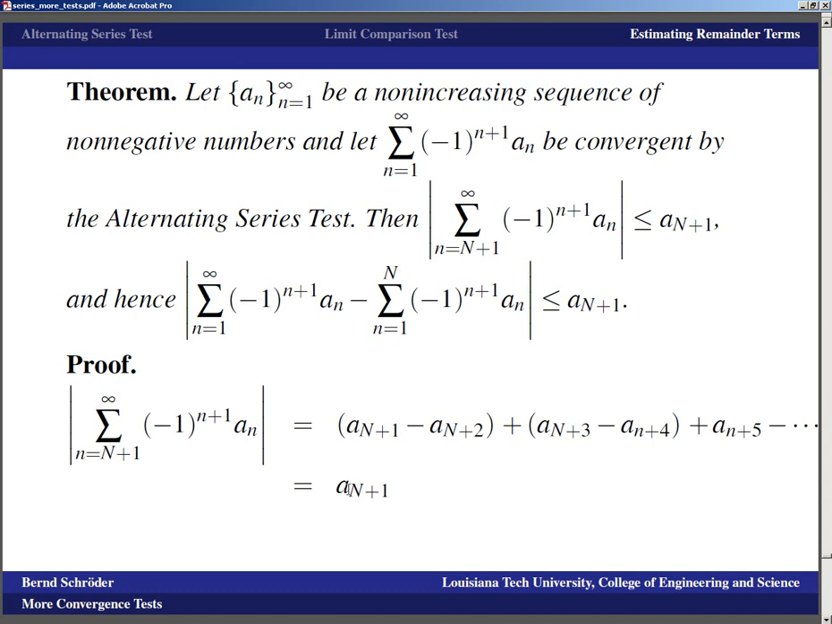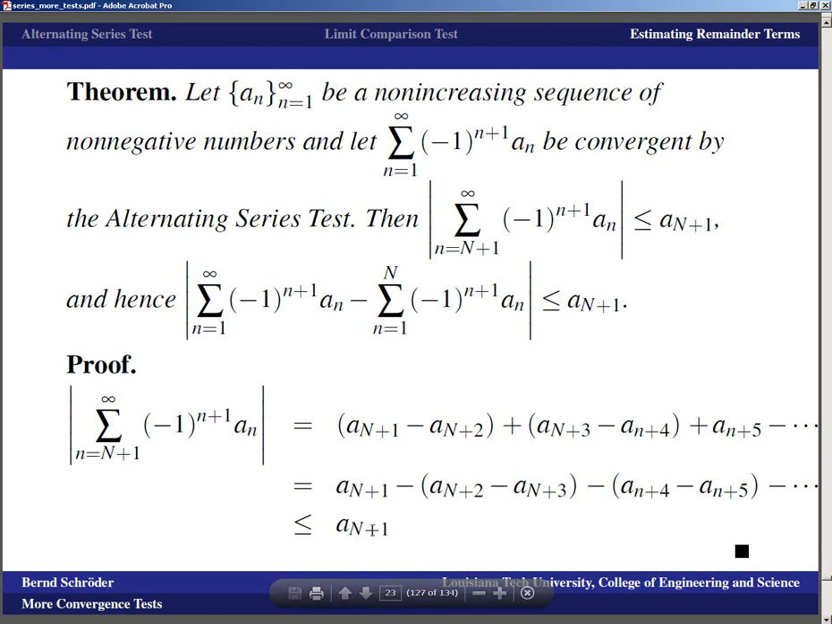If I bracket that differently, I get that this is a sub N plus 1 minus a non-negative number minus another non-negative number minus another non-negative number. So I realize that this absolute value is less than or equal to a sub N plus 1, because all I do is I keep subtracting, but I can't dip below 0 because I know that the result is non-negative. So that means that this is less than or equal to a sub N plus 1, which is what we have claimed here.